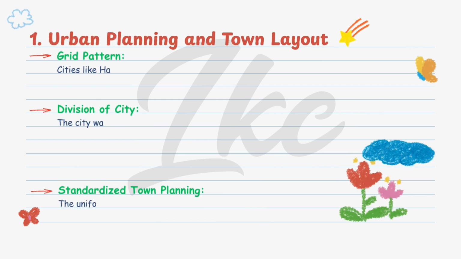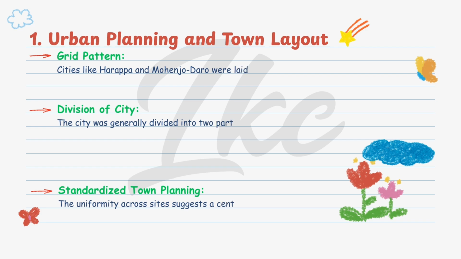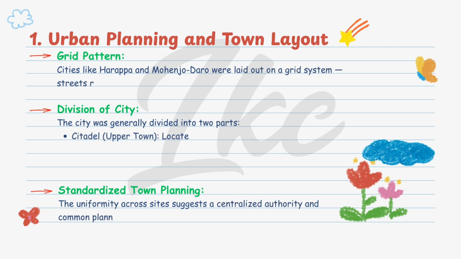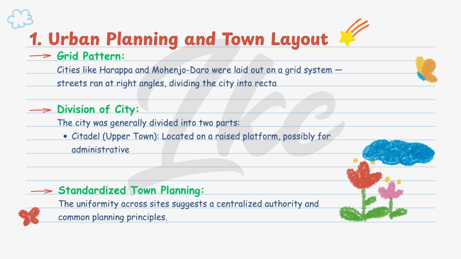1. Urban planning and town layout. Grid pattern. Cities like Harappa and Mohenjo-daro were laid out on a grid system. Streets ran at right angles, dividing the city into rectangular or square blocks.